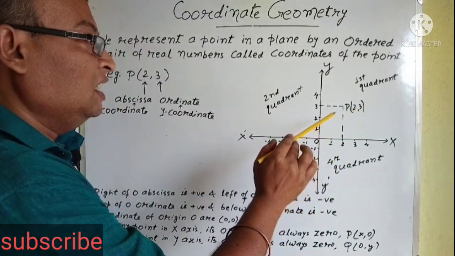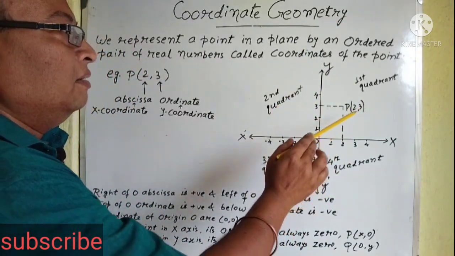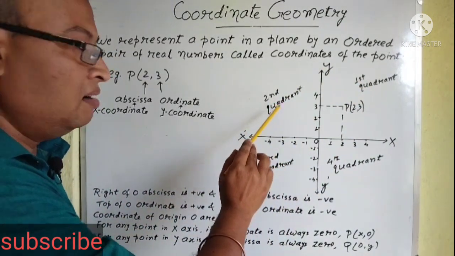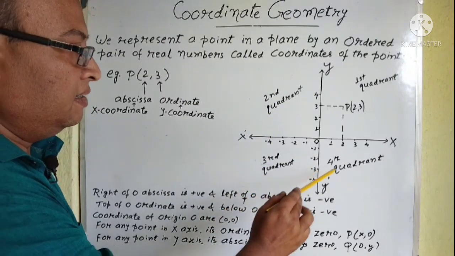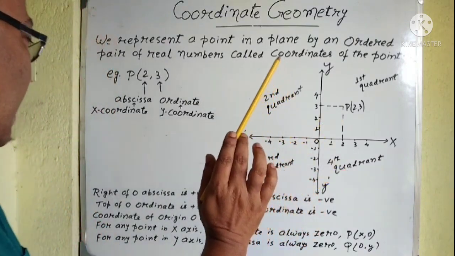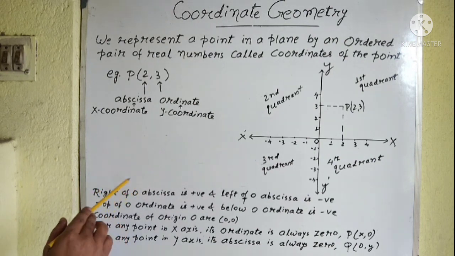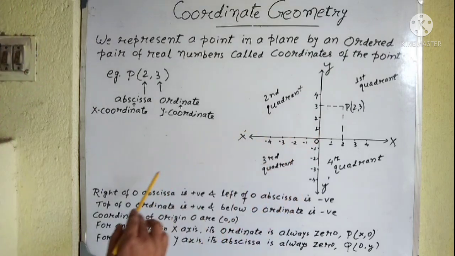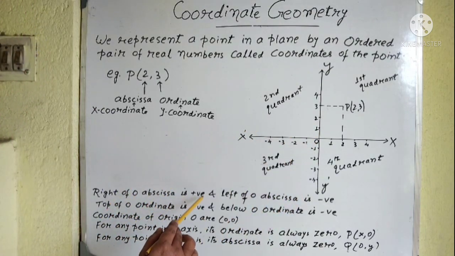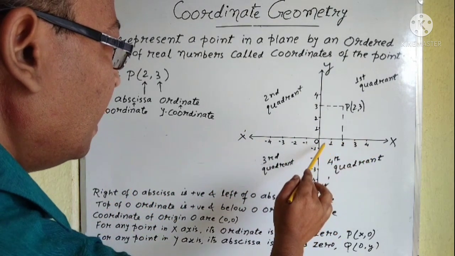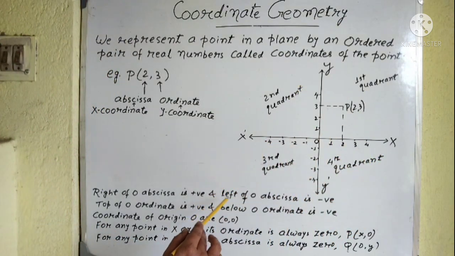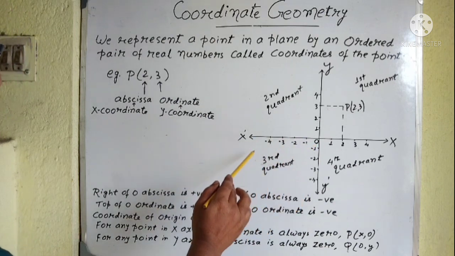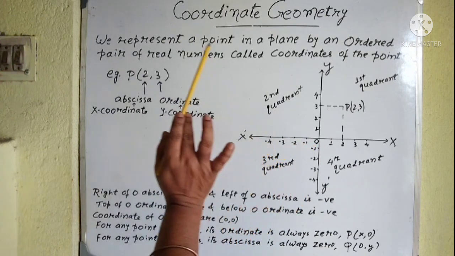Clear? So accordingly, this portion is called your first quadrant, this is your second quadrant, this is your third quadrant and this is your fourth quadrant. Now do remember that right of O, where is O? O is your origin. Right of O, abscissa is positive. This side abscissa is positive. And left of O, where is left of O? This side. Left of O, abscissa is negative.